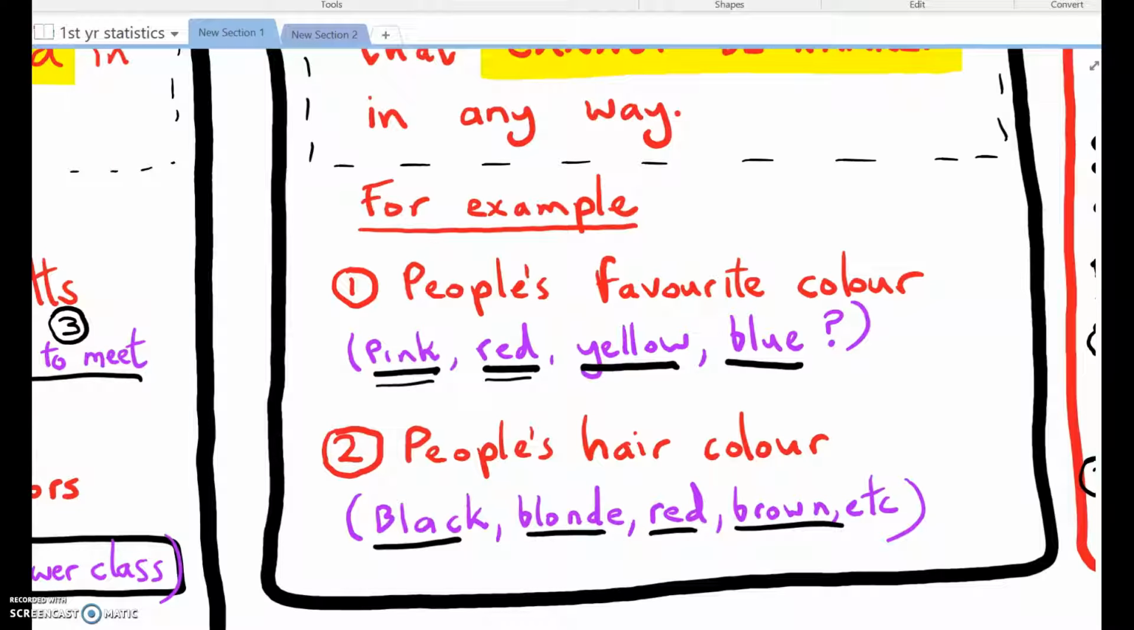So there may be a personal preference on your behalf. You might prefer the colour pink, but that doesn't mean it should go ahead of other people's favourite colour, like red or yellow or blue. Same as hair colour. You can't put black ahead of blonde, or blonde ahead of brown, or brown ahead of red. It's just a word answer, and it has to be written in a list.